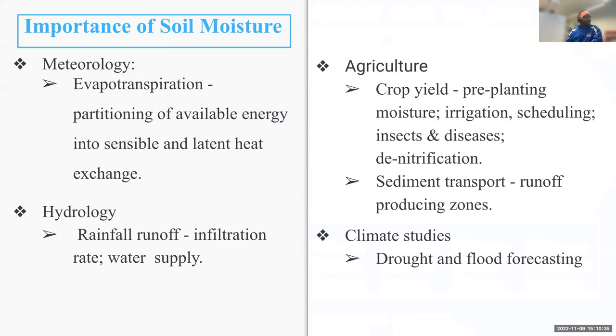Then what is the importance of this soil moisture? Soil moisture can be important in evapotranspiration. For example, in hydrology, it can be used to separate sensible heat and latent heat. Then you can be able to measure the temperature of the soil.